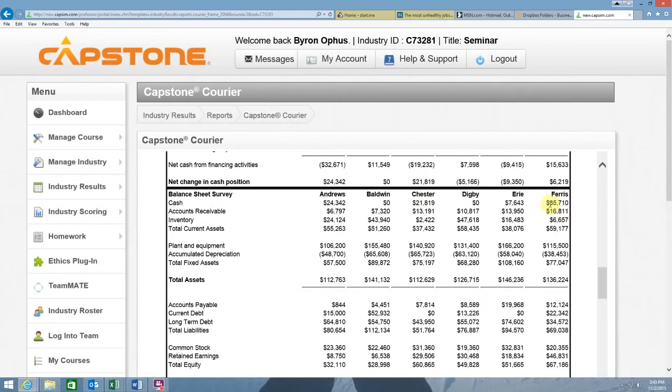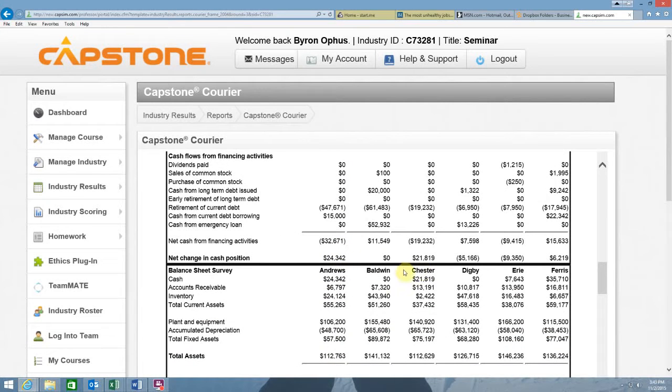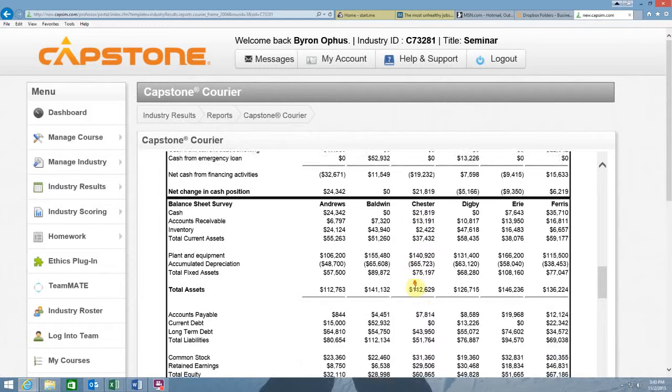Cash, we see some cash on hand, not too much there. Andrews and Chester actually have a decent amount of cash on hand. And in Andrews' case, it was because of getting rid of their inventory, right? So they did a nice job of getting rid of some inventory, accumulating some cash that maybe they can do some things with going into the future.